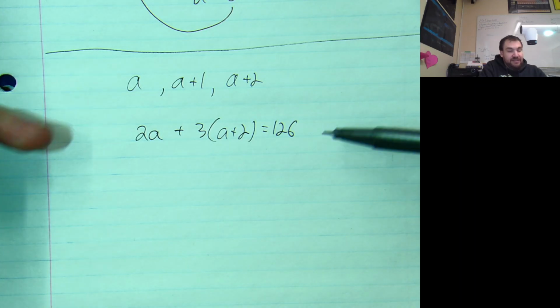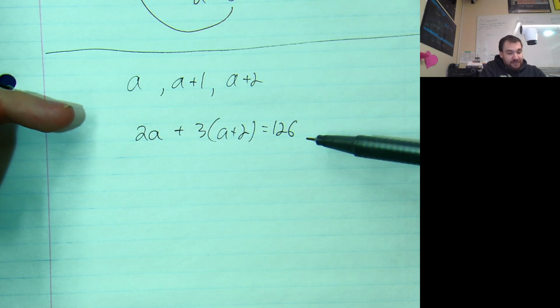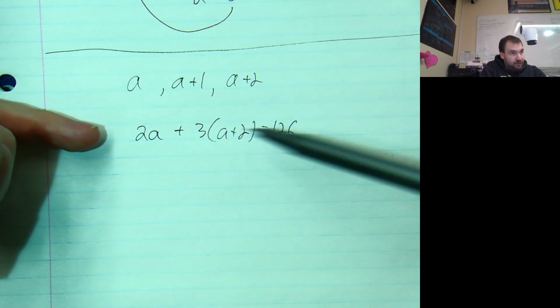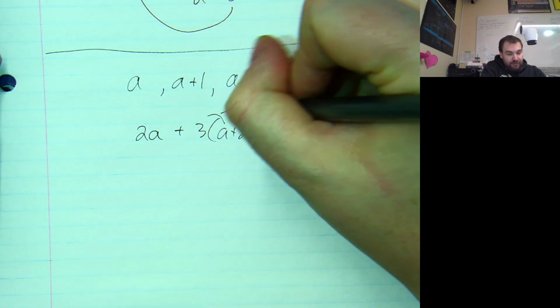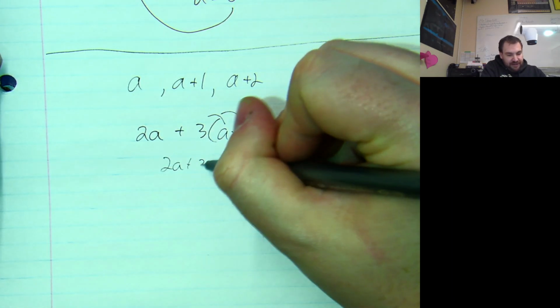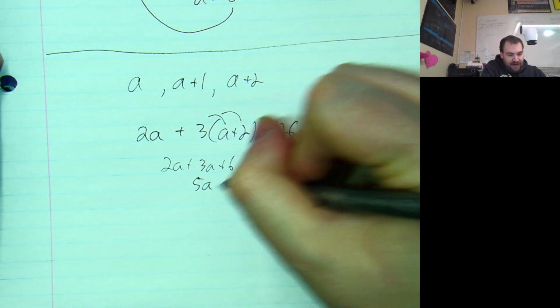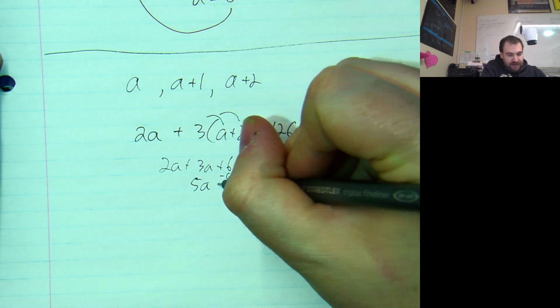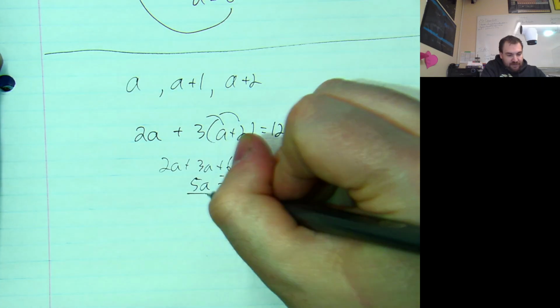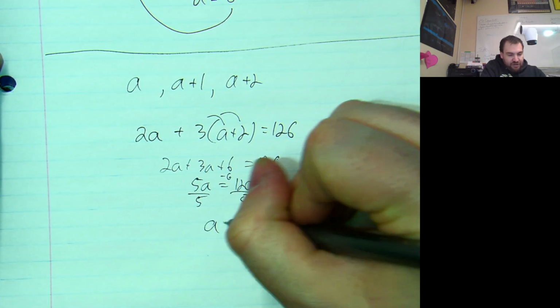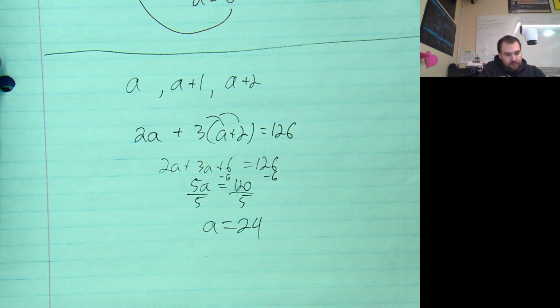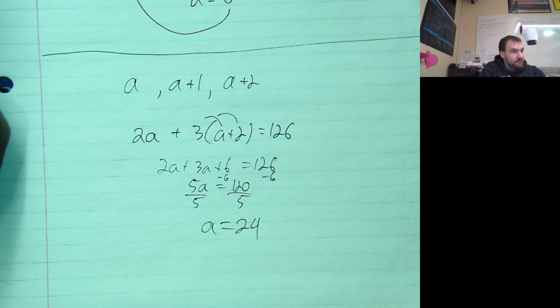I think this is the hardest part of this question. At this point, I'm hoping you guys are comfortable with solving these things. We distribute: 2a plus 3a plus 6 equals 126. So that's going to give me 5a. I'm going to subtract the 6 right away, is equal to 120. Divide by 5, divide by 5, a should equal 24. Did I do that right? Yes, 24. Which is going to make my 3 integers what?